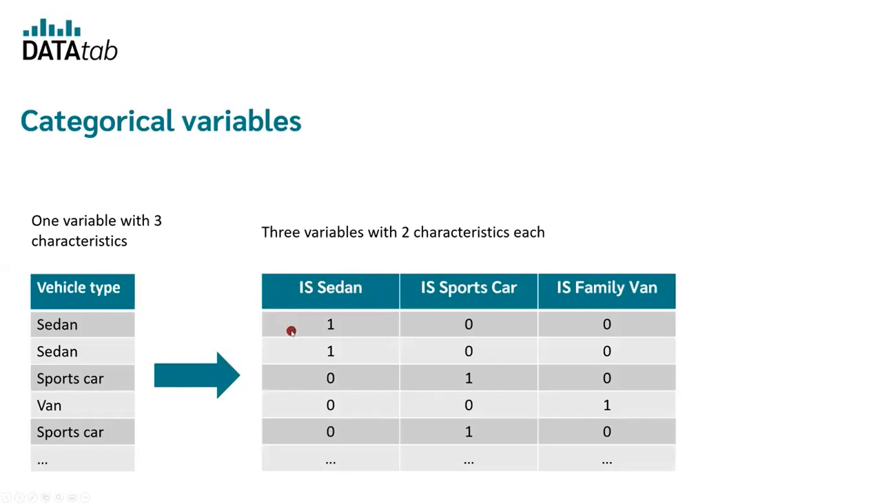What is the first car? A sedan, so you put a 1 here and a 0 for the others. It's not a sports car and it's not a family van. The second one is also a sedan, so we'll put a 1 here again. And the third one is a sports car, so we'll put a 1 here, and the others are 0. By continuing this procedure, we have finally created our new dummy variables.